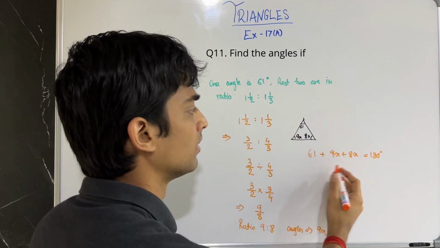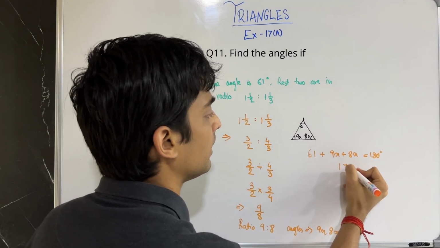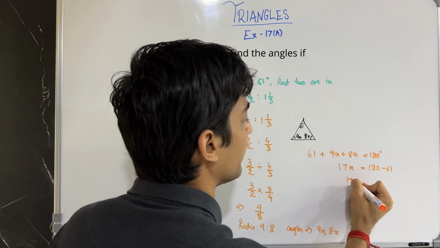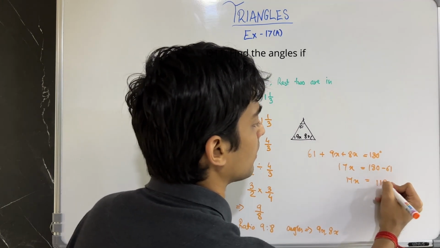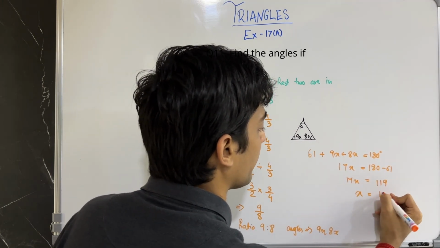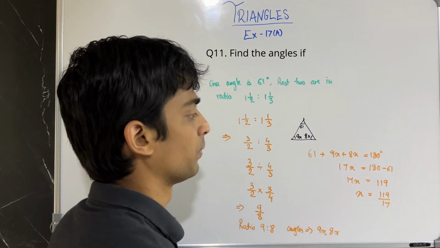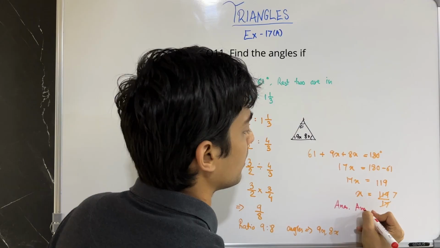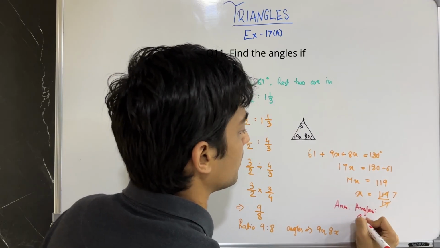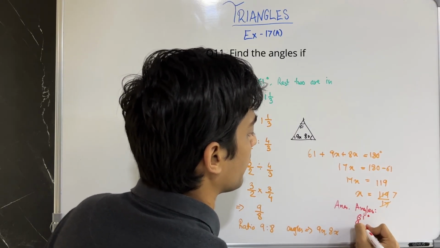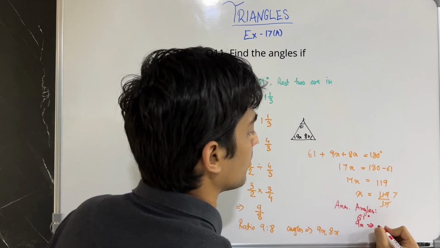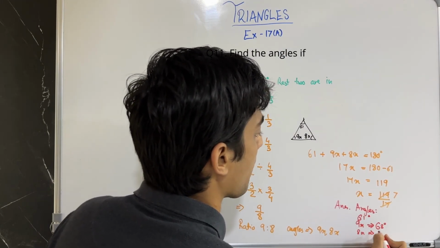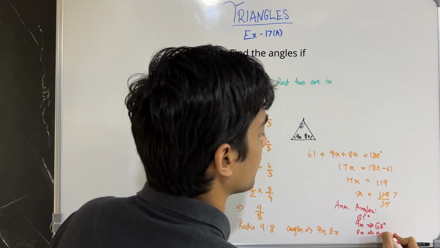We get 17x equal to 180 minus 61. 17x equal to 119, x equal to 119 upon 17. So we get 17 sevens are. Angles will be 61 degree. 9x will be 63 degree. 8x will be 56 degree.